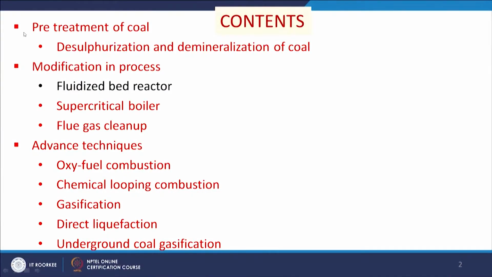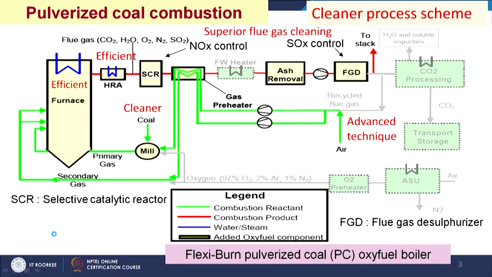Now, these are the contents of our discussion: pretreatment of coal, that means here we are interested to clean the coal before its application, and modification in process, where we can use different types of reactor, improved reactor, and then the boiler device that can be of supercritical type, and flue gas clean up. And we can use some advanced techniques like oxy-fuel combustion, chemical looping combustion, and then gasification, direct liquefaction and underground coal gasification.